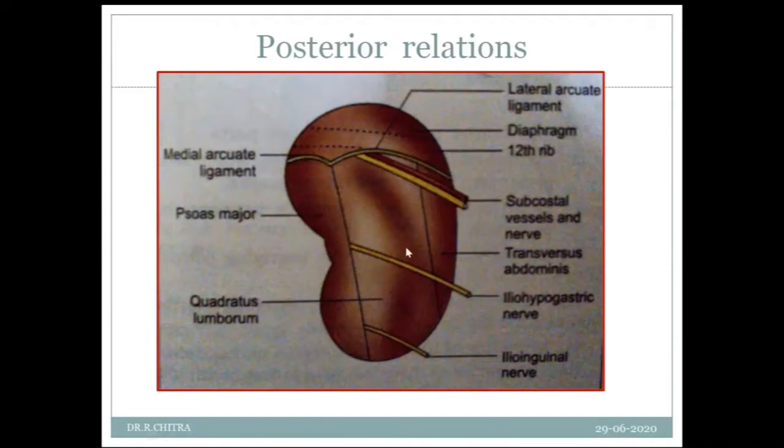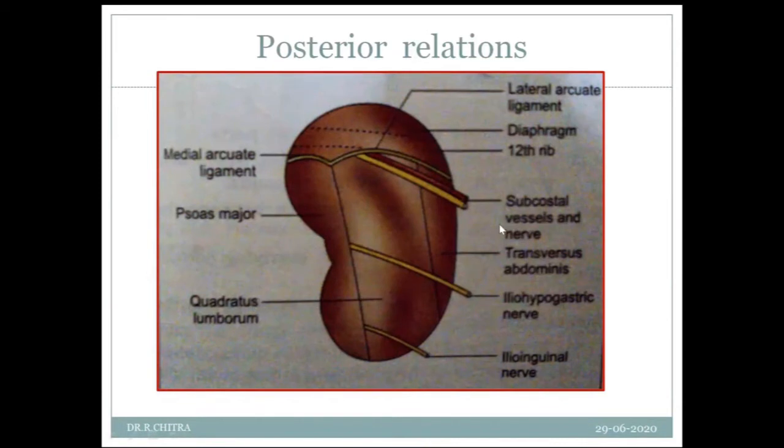Deep to the thoracolumbar fascia, in front of quadratus lumborum, we have the following structures from above downwards. They are the subcostal vessels and nerves, iliohypogastric nerve, ilioinguinal nerve. One more that is not given in this picture is the fourth lumbar artery. So this is deep to the thoracolumbar fascia and in front of quadratus lumborum. So these are the first immediate relations. Then these are deep to the thoracolumbar fascia. Then the muscles will be related to this posterior surface of the kidneys.